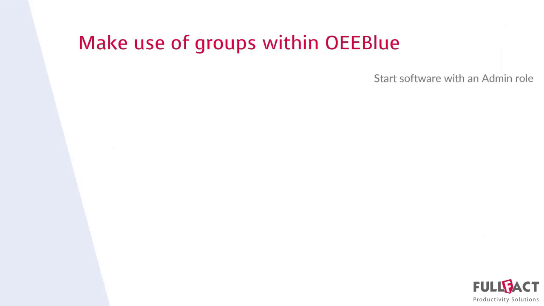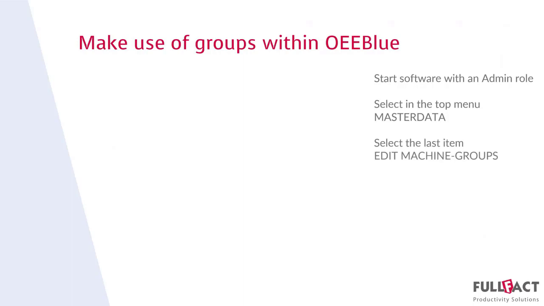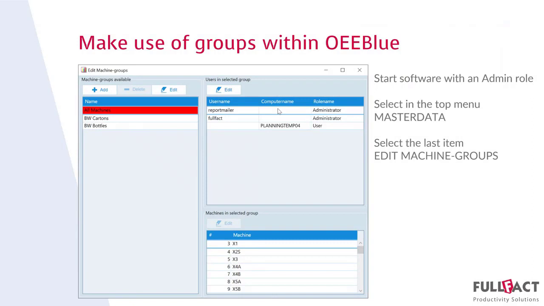What you can do: start the software with an admin role, select the top menu, select master data, and after that on the bottom, select the last item, being the edit machine groups. And then this screen will appear. In this screen, you can see on the left side which groups are present. All machines is always present, and don't delete it, let it be, it has to be present all the time.